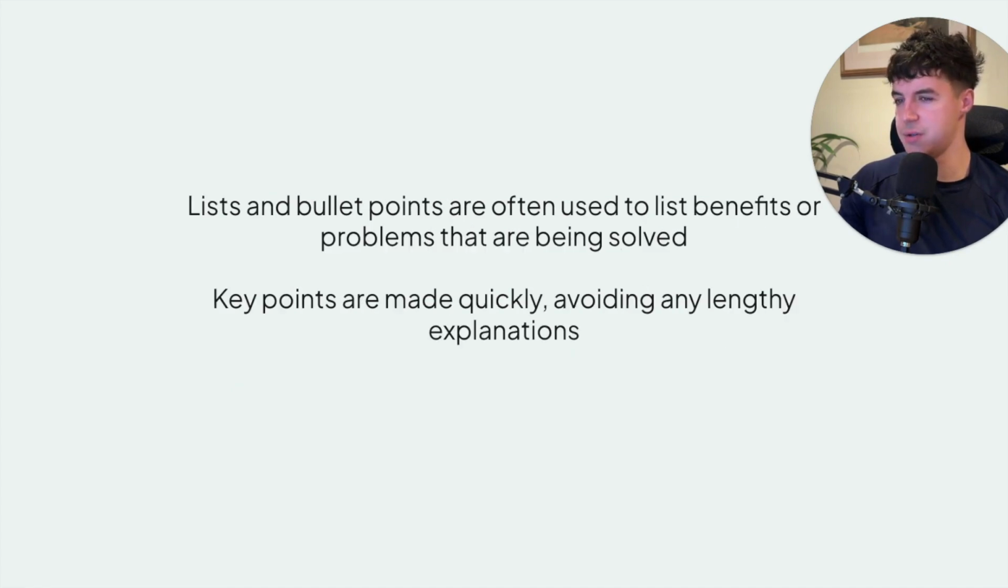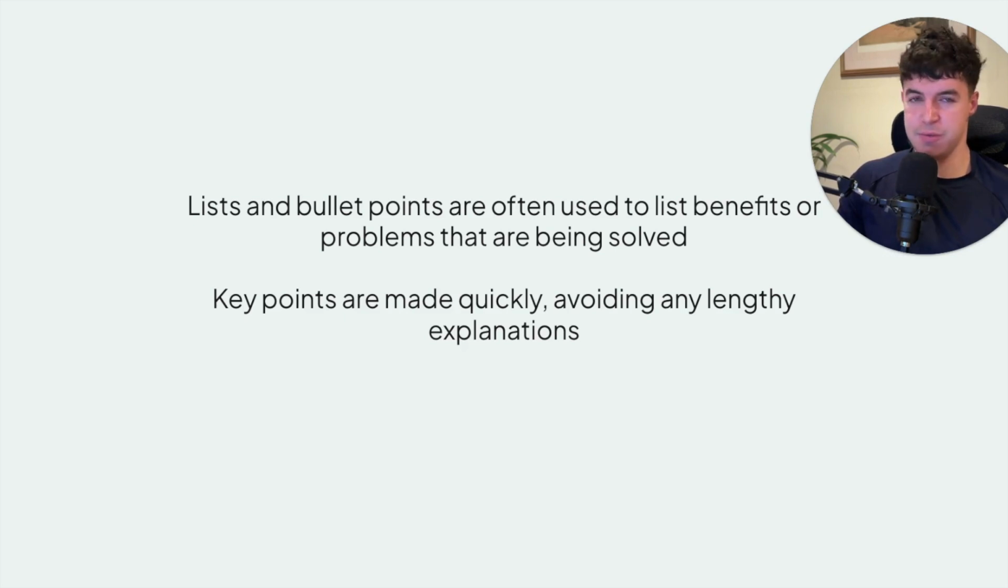Lists and bullet points are often used to list benefits or problems that are being solved. So I've already spoken about focusing on benefits or problems that you're looking to solve over features. And a good way of displaying these to the viewer or the prospect is through a list or bullet points. Another reason why this is quite good is because by having a list of things that people can expect to get from it, as in benefits, or a list of problems that you are solving through your service, that makes the copy far more readable and far more skimmable.